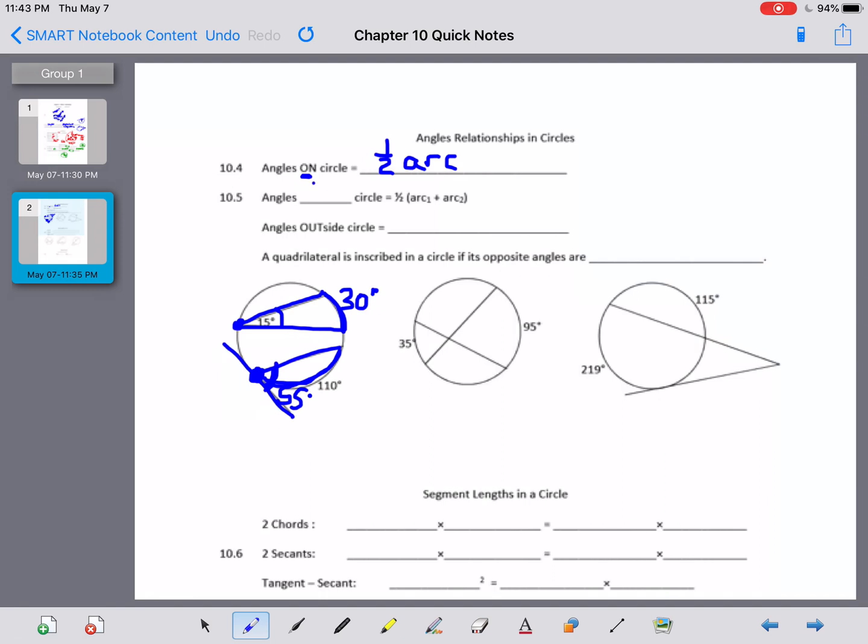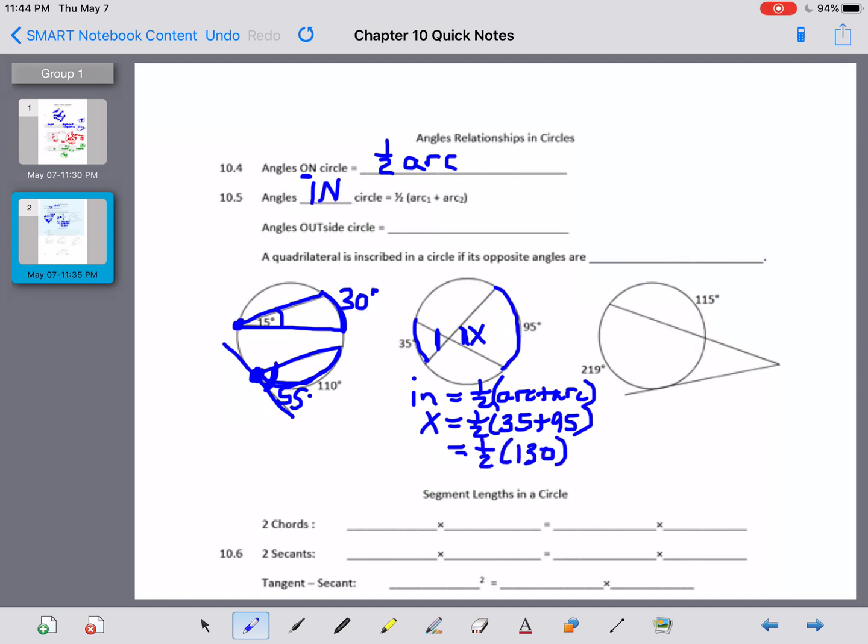Angles that are in the circle are going to equal 1/2 of arc plus arc. And remember, it's kind of like those parallel ones. So if I want this angle right here, it's going to be half of these. So in equals 1/2 arc plus arc. So my x here is going to equal 1/2 of 35 plus 95. 35 and 95 make 130, and half of that is 65 degrees. So I get 65 degrees here.